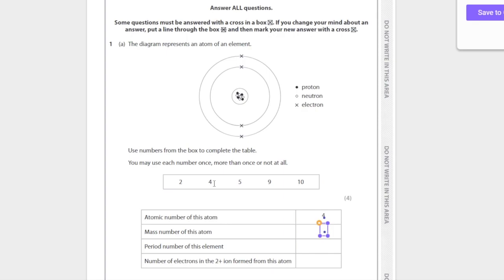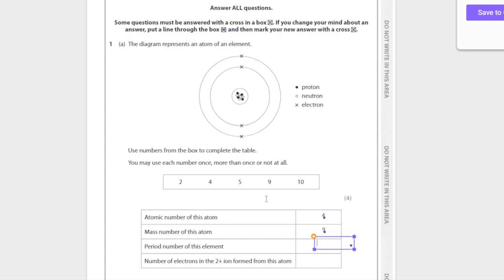So then we have the mass number. Well, we know the mass number corresponds to the total number of protons and neutrons in the nucleus here. So we're just going to count all the circles in the nucleus. 1, 2, 3, 4, 5, 6, 7, 8, 9. And with 9, we have our next answer. And if you're having trouble counting this, just remember that in the actual test, it'll be a lot more clear to you. You can see 1, 2, 3, 4, 5, 6, 7, 8, 9. So definitely 9. Okay, next we have period number.